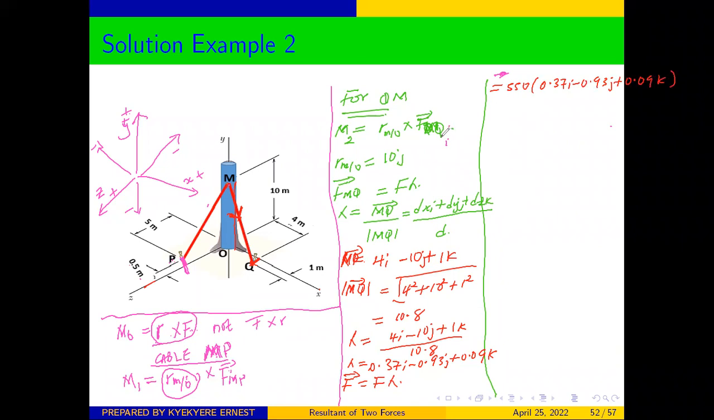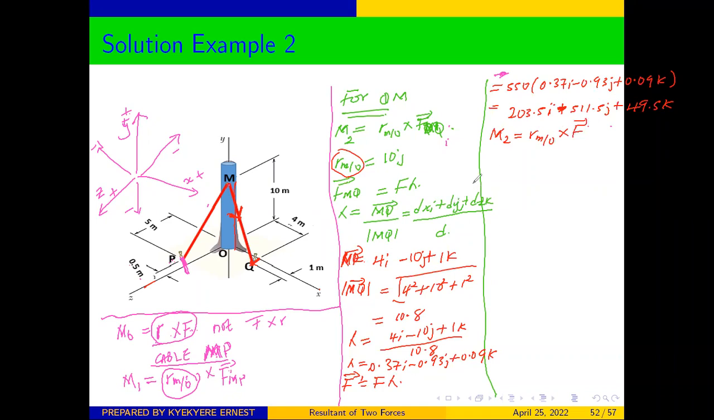Then from here, we can get our force as 203.5 in the x-axis, I, and on the y-axis it's still negative, so negative 511.5J, and then on the z, we have 49.5K. And once you have been able to do this, the next thing, we have our force in the vector form and we have our position vector, so we can find our moment. Our moment is equal to R_MO cross our force in the vector form.